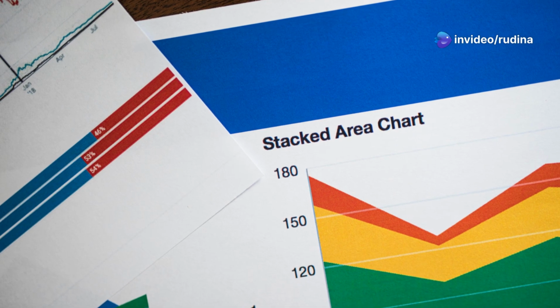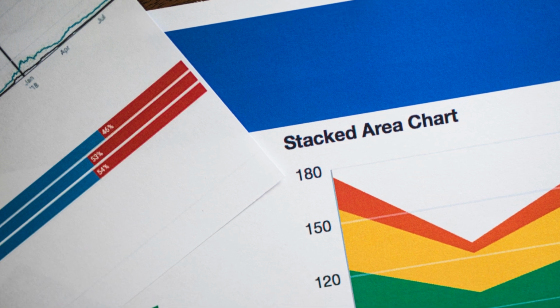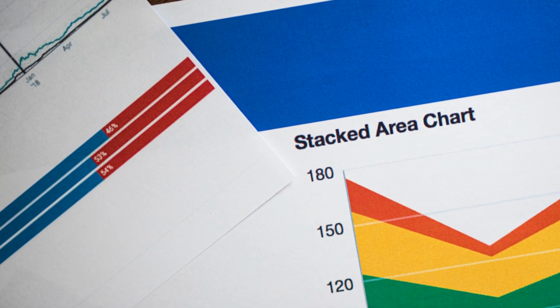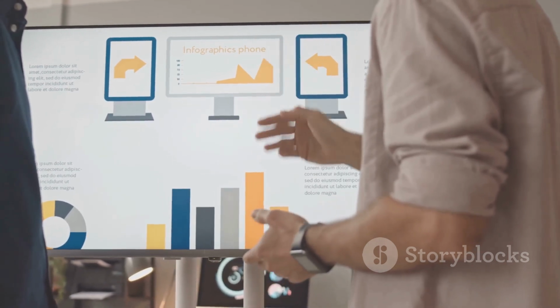Area chart displays data trends over time, emphasizing the magnitude of changes by shading the area under the line. These charts help in better understanding and interpreting data through visual means.